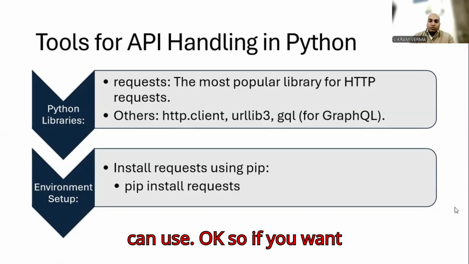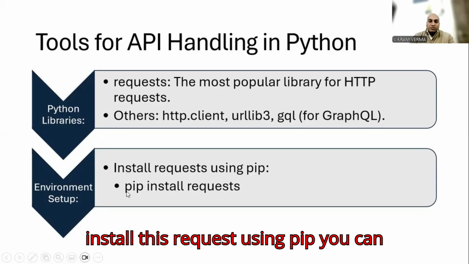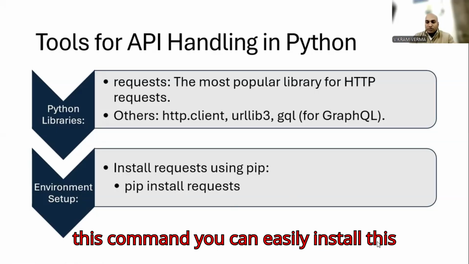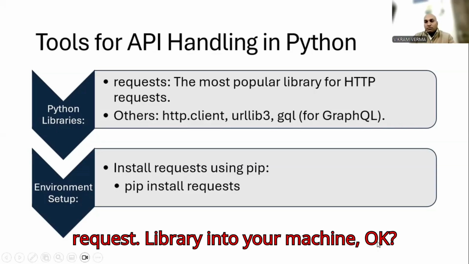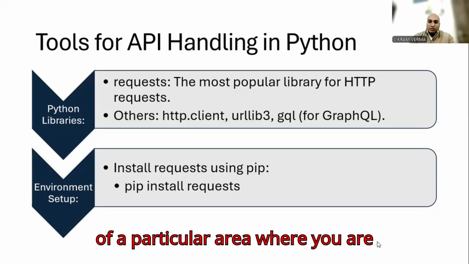Okay, so if you want to install requests using pip, you can use the pip install requests command. Using this command, you can easily install this requests library onto your machine. Okay, or I should say into that particular area where you are working.